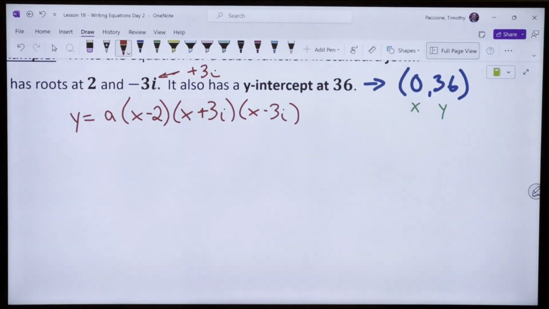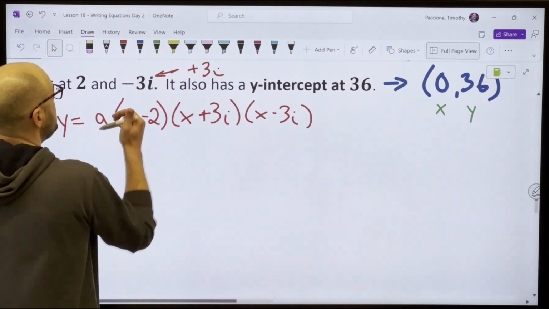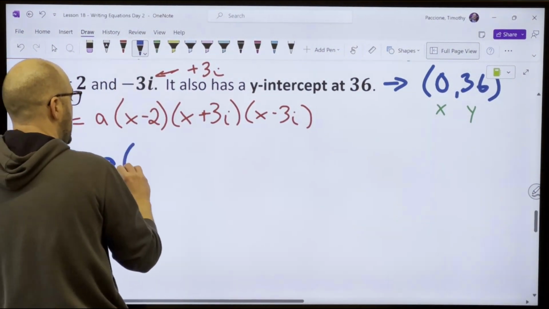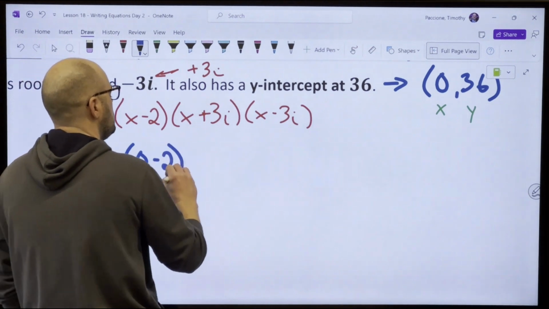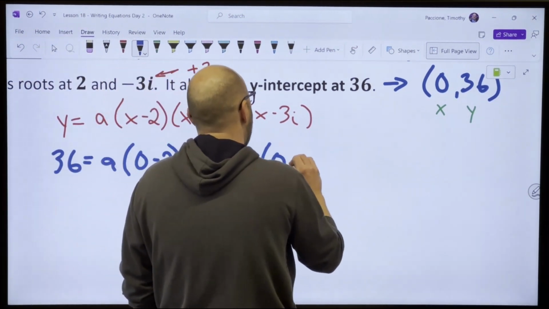Okay. Now at this point, you plug in. Don't try to turn it into standard form yet, because it's going to be a lot harder to plug in standard form than just these little easy parentheses. Okay? All right, so we had (0, 36). So we say, okay, 36 equals a times (0 minus 2)(0 plus 3i)(0 minus 3i).